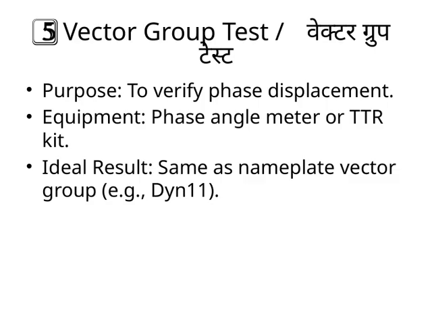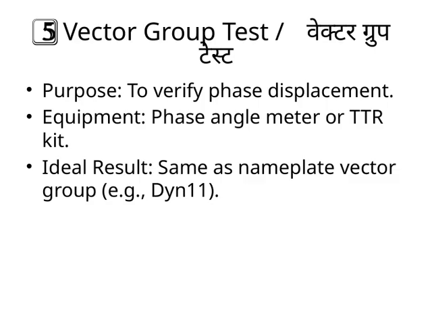For this test, we typically use a phase angle meter or a TTR kit. These are essential tools that help us measure the phase difference accurately. Now, what should the ideal result look like? Essentially, the measured vector group should match the nameplate information.